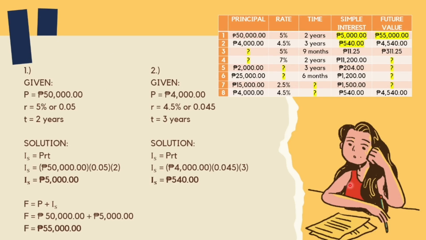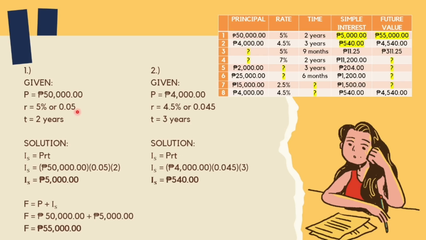Now, let us move on to the examples. As you can see here, the ones highlighted in yellow are the values that we are trying to solve for. So in order for us to get the missing numbers in the table, we need to solve them first, of course. We have here the given for the first number: the principal or P of 50,000, a rate of 5%, or when divided by 100 becomes 0.05.